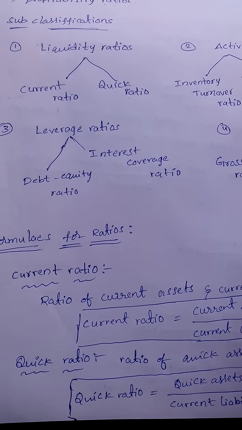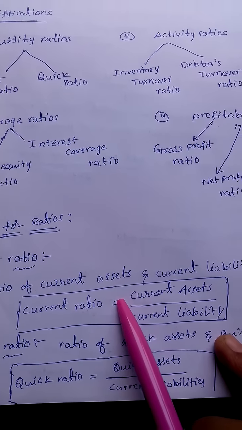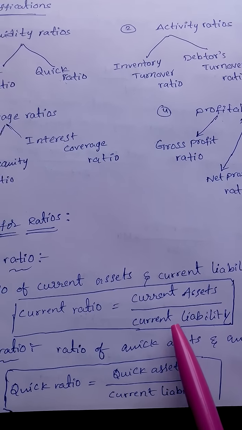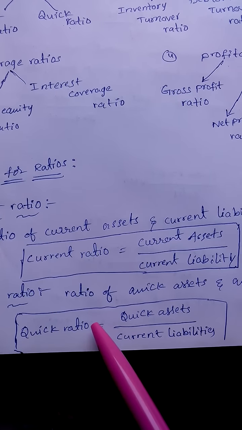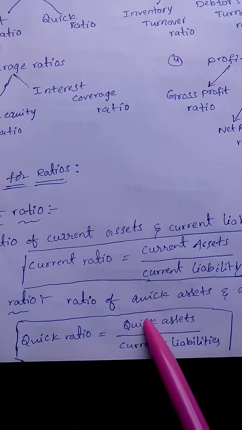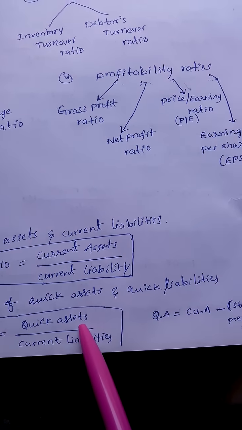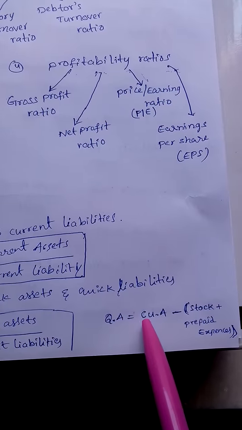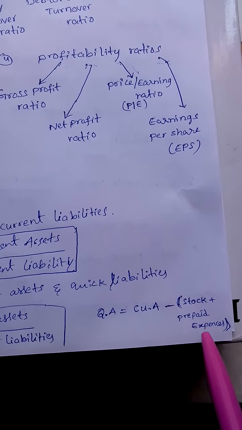Now we have to know the formulas for this. Current ratio. Current ratio is equal to current assets by current liabilities. Quick ratio. Quick ratio is equal to quick assets by current liabilities. Here the quick assets formula is: quick assets is equal to current assets minus stock plus prepaid expenses.